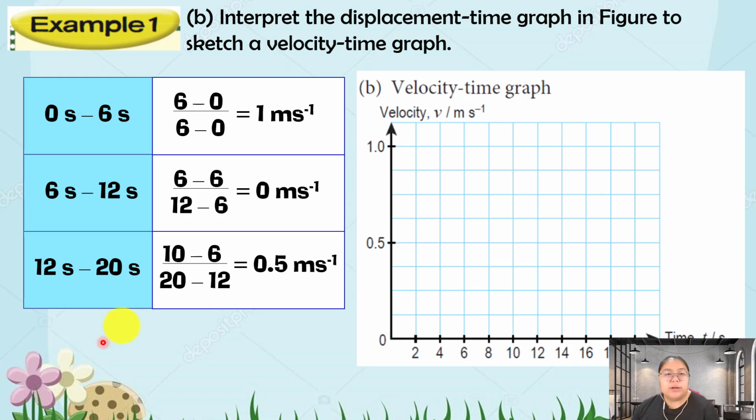Okay, so from here we continue with the question just now. This one is a result we found just now. Now I need to interpret the displacement-time graph to become a VT graph. From here we first find 0 to 6 seconds. From 0 to 6 seconds, they're moving 1 m/s, so I lock that here.